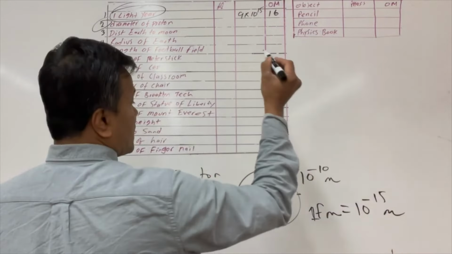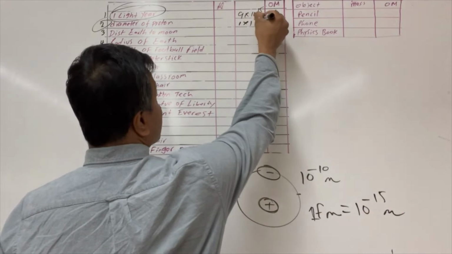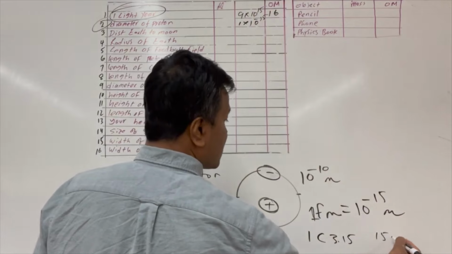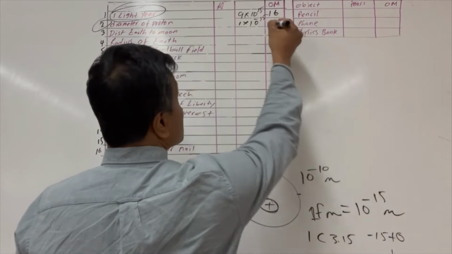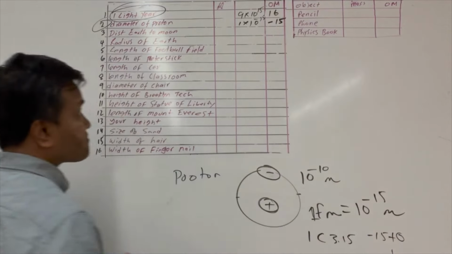So 1 times 10 raised to negative 15. 1 is less than 3.16, so negative 15 plus 0, so negative 15. Order of magnitude is negative 15.